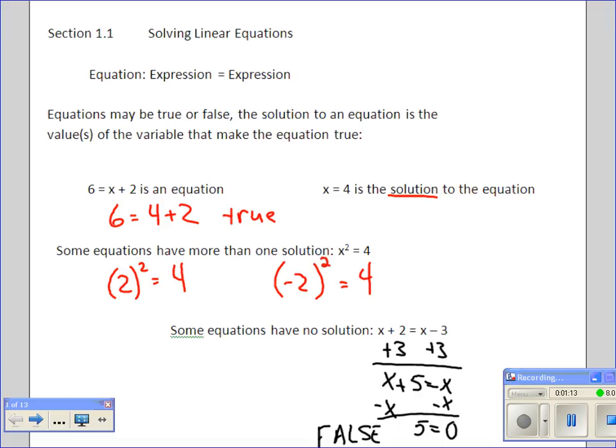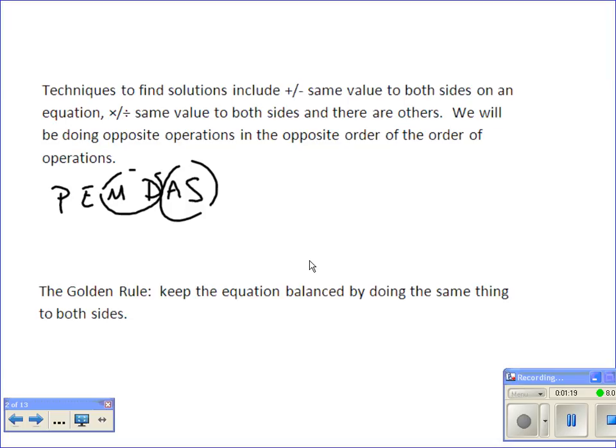Techniques we use to find solutions include adding and subtracting the same value to both sides of an equation, multiplying and dividing the same value to both sides of the equation, and there's many others. In general, we're doing opposite operations in the opposite order in order to isolate the variable. The golden rule when solving equations is to keep the equation balanced by doing the same thing to both sides.